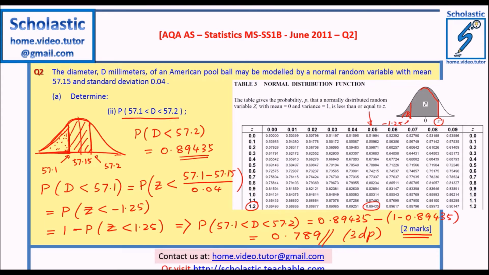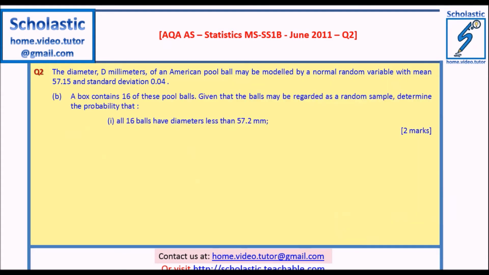Okay, so that is part 2 of part A. And now we'll look at part B, in which it says that a box contains 16 of these balls. Given that the balls may be regarded as a random sample, determine the probability that 16 balls have diameters less than 57.2 millimeters.